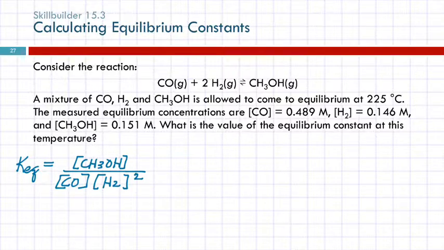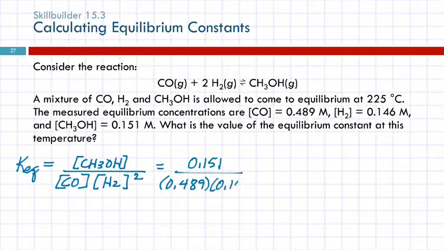I'm given the concentrations, I just need to plug them in. So the concentration of the methanol is 0.151. The concentration of the carbon monoxide is 0.489. And the hydrogen is 0.146. And that one is squared.